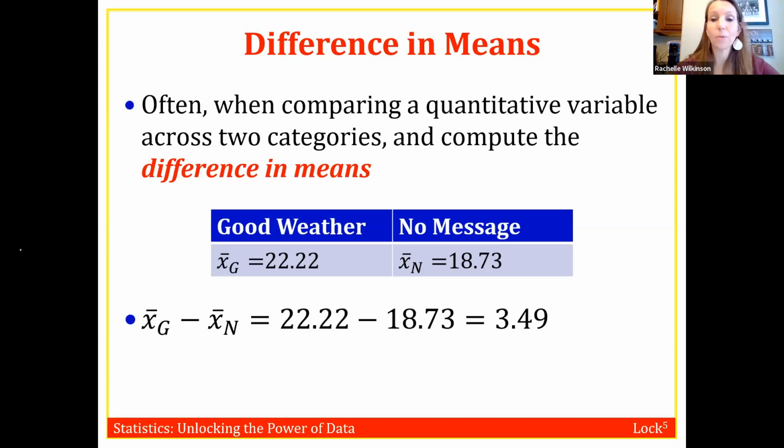All right, so that pretty much sums up what you're going to do with one categorical, one quantitative variable, because it's essentially the same as one quantitative. We're just doing everything broken out by group, and then we can compare the groups.